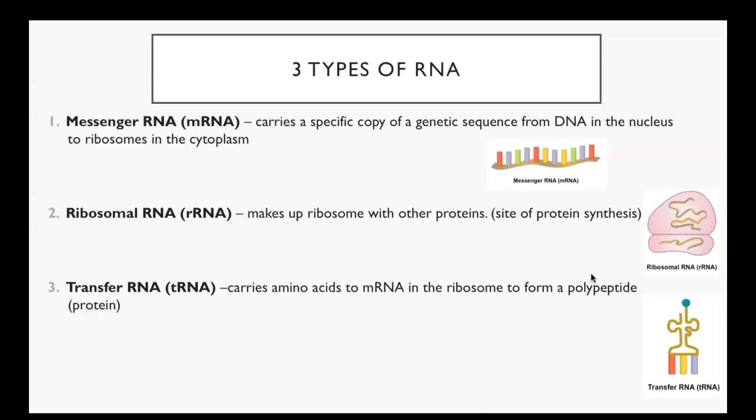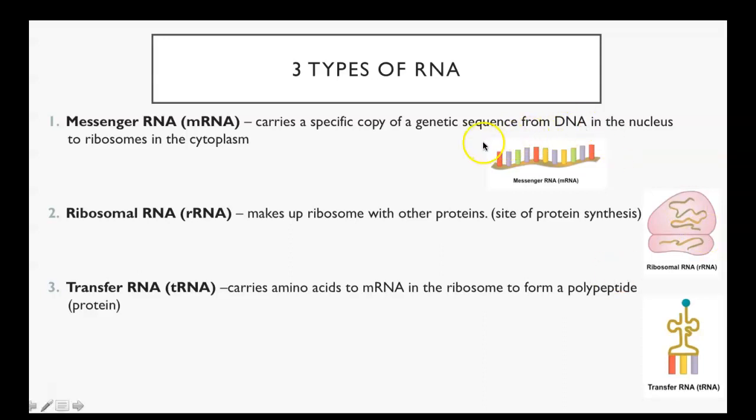So in terms of RNA, there are three different types that we need to go over in order to fully understand the actual process of transcription and translation, which are the two stages in protein synthesis. The first type of RNA that we're going to talk about is called messenger RNA. The messenger RNA carries a specific copy of a genetic sequence from the DNA in the nucleus to the ribosome in the cytoplasm. Essentially the mRNA is a copy of a very important DNA sequence called a gene, that codes for a very specific protein.